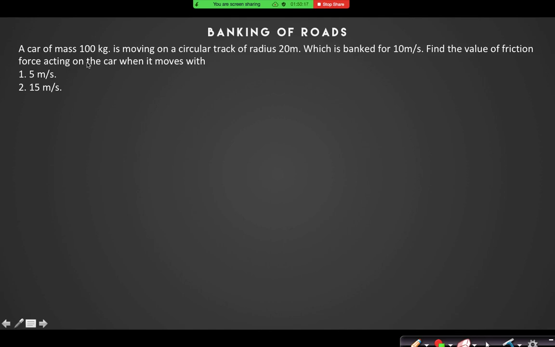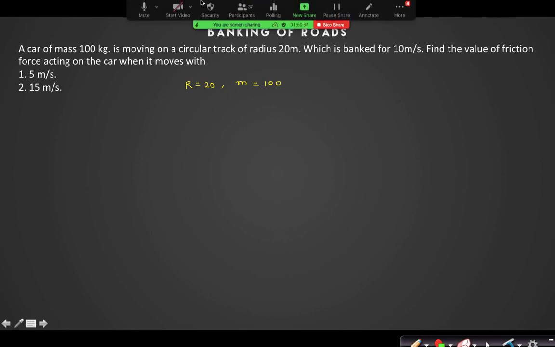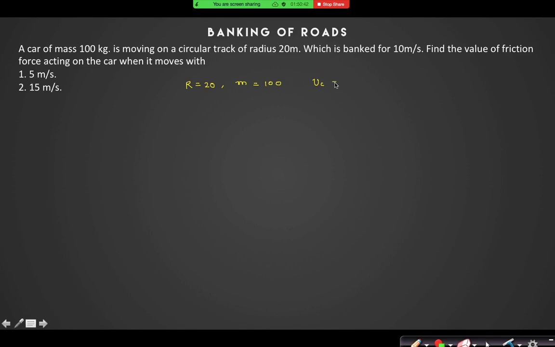The car of mass 100 kg is moving on a circular road of radius 20 meters. What information is given? Radius is 20 meter, mass of the car is 100, and the road is banked for 10 meter per second. 10 meter per second means V critical is equal to root over of Rg tan theta, that is equal to 10 meter per second, right? So R is 20, g is 10, into tan theta is equal to 100.